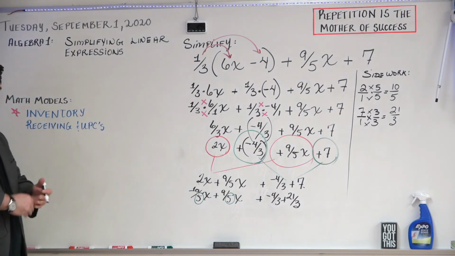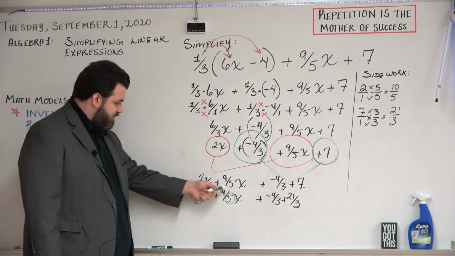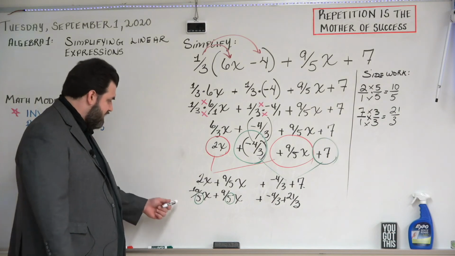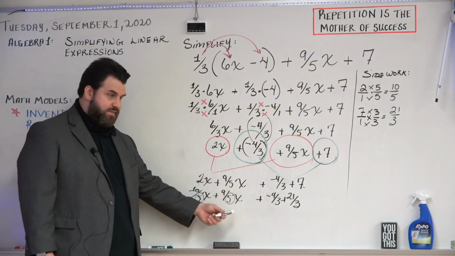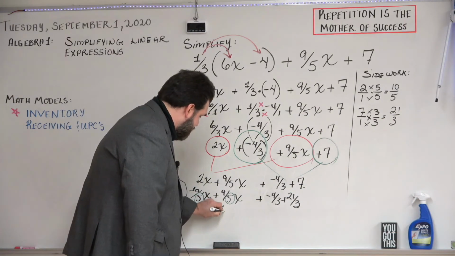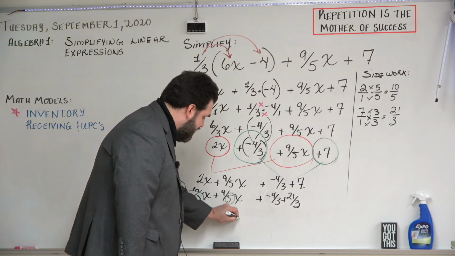Well, now it's just a matter of adding together the numerators. What's 10 plus 9? 19. So 10/5 plus 9/5 is 19/5. That's an irreducible fraction. 19/5 x.